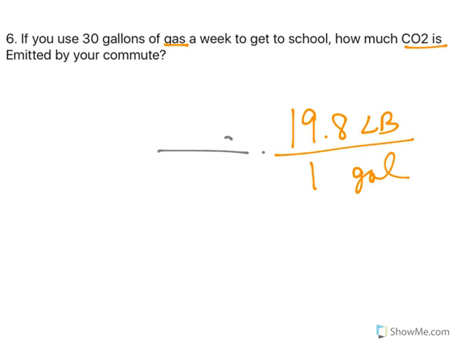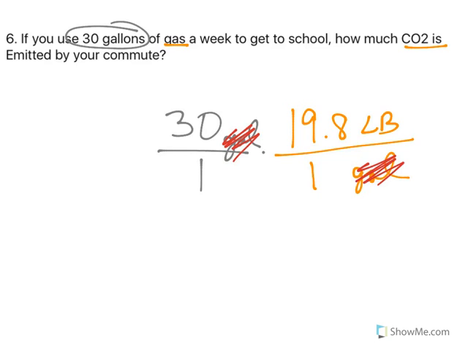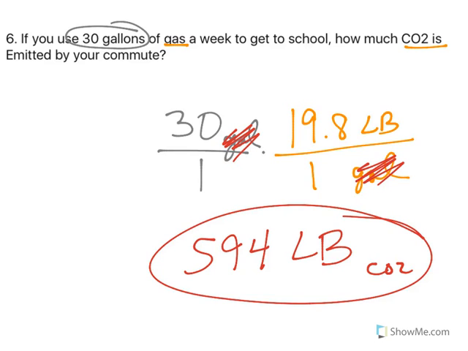So I need to get rid of this gallons. Well, in this case, I have 30 gallons a week, so 30 gallons over 1. My gallons cancel out. I multiply in the numerator, and I end up with 594 pounds of CO2. So if you use 30 gallons of gas a week, you're putting 594 pounds of CO2 into the atmosphere.